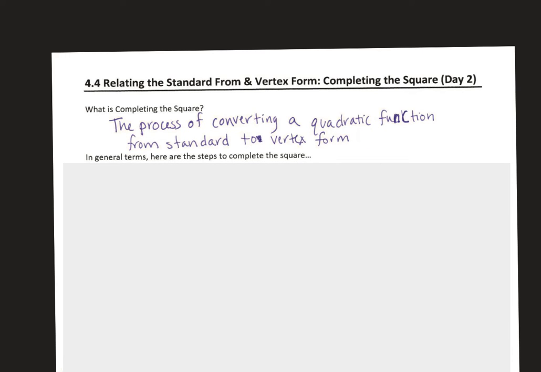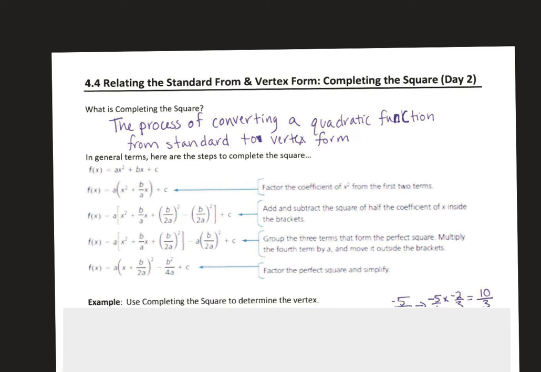Completing the square is the process of converting a quadratic function from standard to vertex form. So we talked about the steps for that, and we're going to go through the general steps for it, which you can also see in your textbook. It looks a little bit confusing with all these variables. So following the steps that we looked at in day 1 can help you go through the process. So in general, here are the steps.